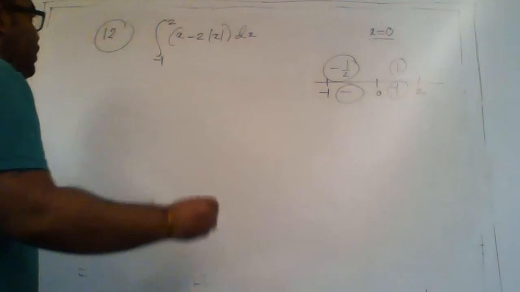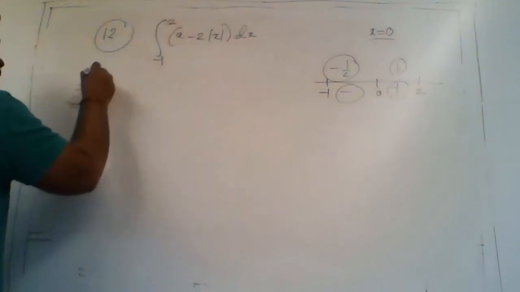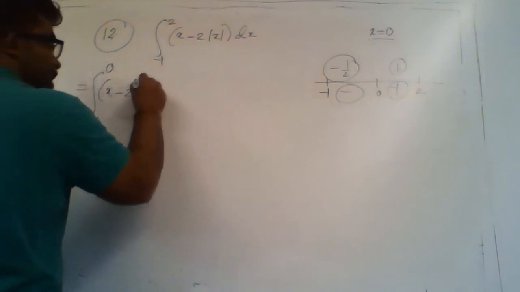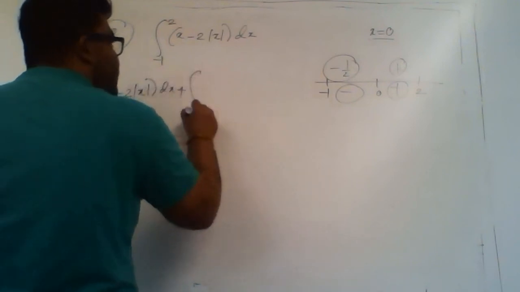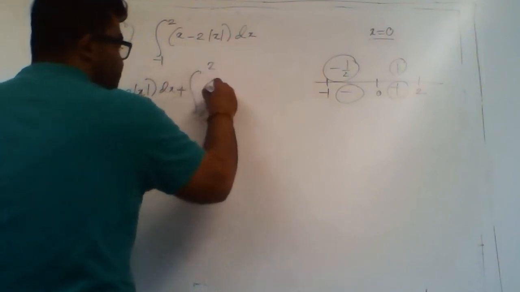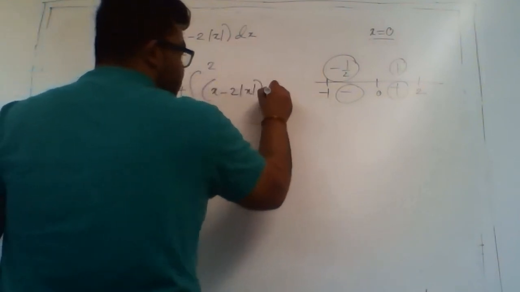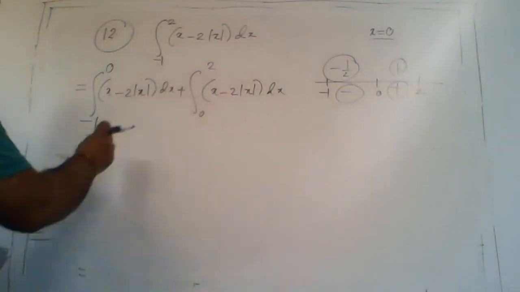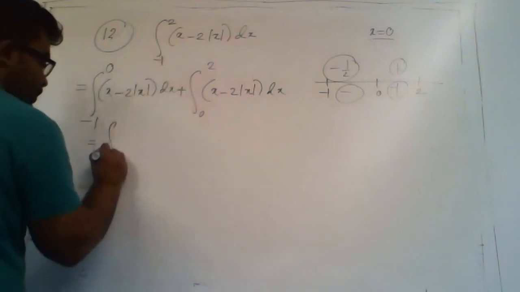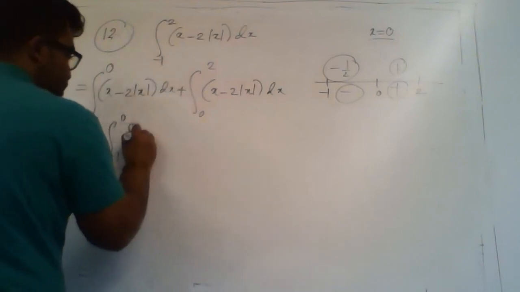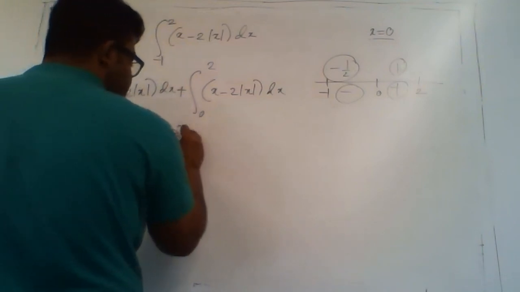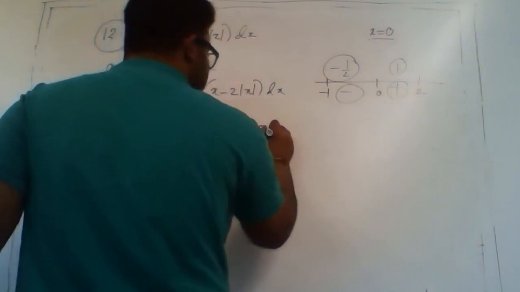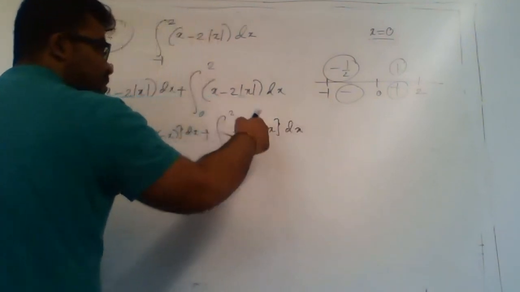That means when you open the brackets, we will split this integral: from minus 1 to 0, x minus 2 absolute value of x dx, plus from 0 to 2, x minus 2 absolute value of x dx. In the first one, when you open this bar, you will have a negative sign. So it's minus 1 to 0, x minus 2 times minus x dx, plus from 0 to 2, x minus 2 times x dx. Here it will be just x because I have a plus sign.